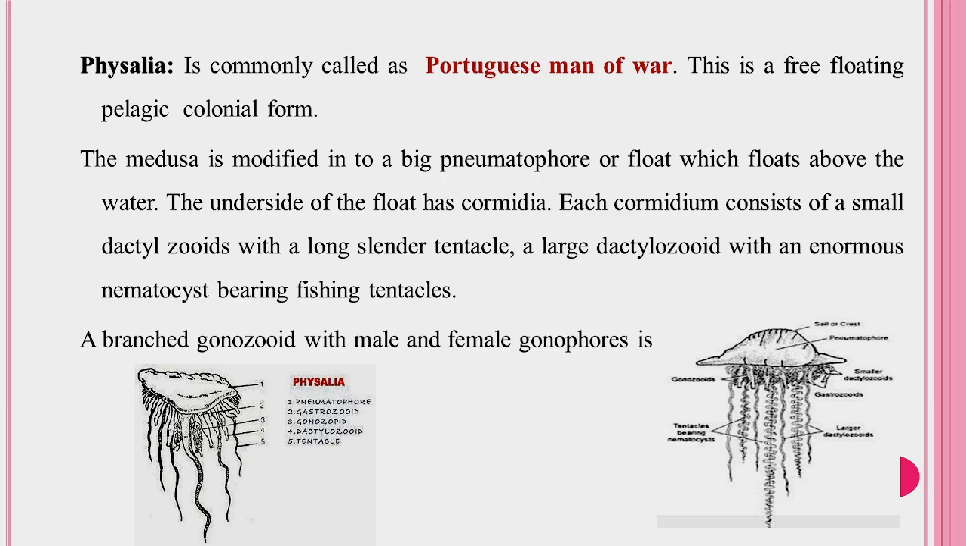Whenever prey approaches the Physalia, with the help of the tentacles and the batteries of nematocysts, they capture the prey and bring it to the mouth of the Physalia. The branched gonozooids are also present in Physalia, with male and female gonopores.